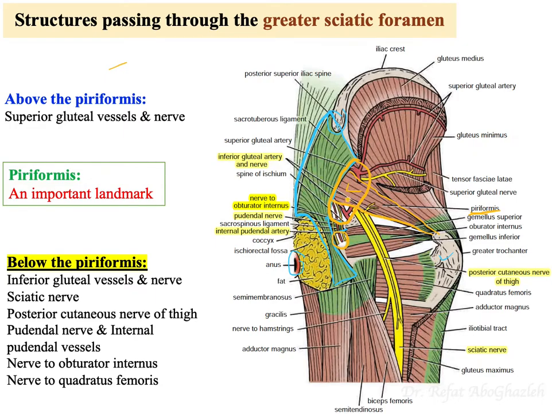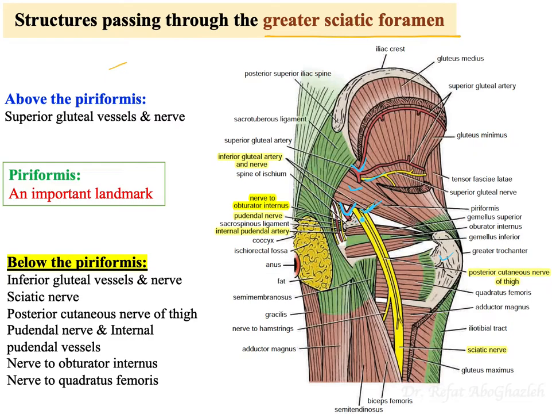It divides the structures of the greater sciatic foramen into structures above it and structures below it. So above the piriformis, there is the superior gluteal artery and nerve, the same name, artery and nerve. Superior, above the piriformis. That means there is the inferior gluteal artery and inferior gluteal nerve as well. Let me erase these things so you get a proper view. So above the piriformis muscle there are the superior gluteal artery and nerve, and below it the inferior gluteal artery and nerve. It's very simple. What else?